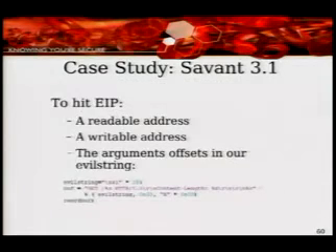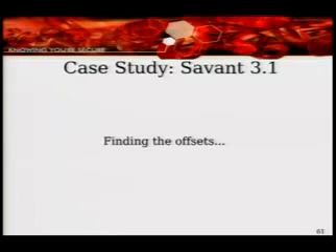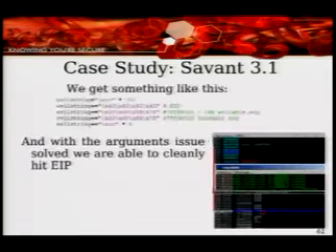So, repeating, to hit EIP, we need a readable address, that readable address, and the argument offset in our string. Finding the offset should be easy, so when we get those addresses and the offset, we can craft a buffer that, if the addresses we found are right, will let us hit EIP like the screenshot shows without any problem.